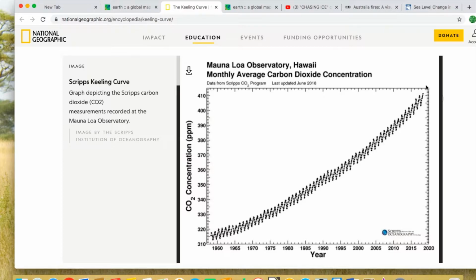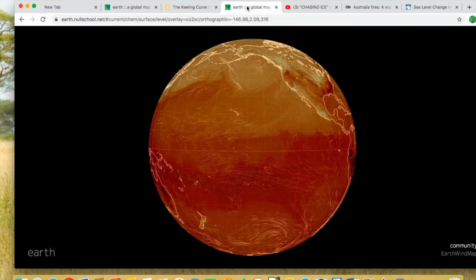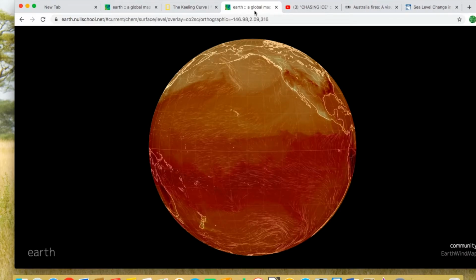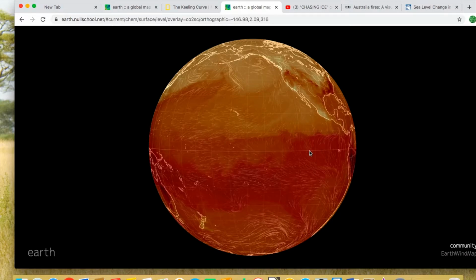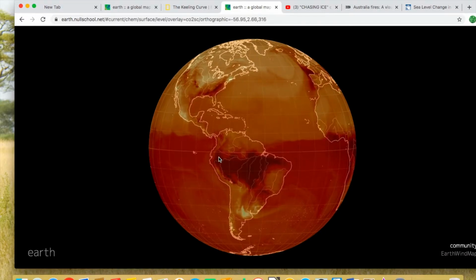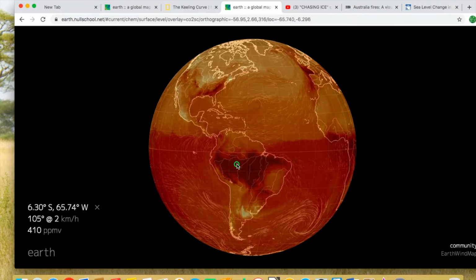400 parts per million. Well, now if you look at carbon dioxide concentrations on the surface of the planet, like in this Null School diagram, you see that there's nowhere that it's as low as that anymore. Whereas just a few years ago, carbon dioxide concentrations hit 400 parts per million. Now they're above 400 everywhere.